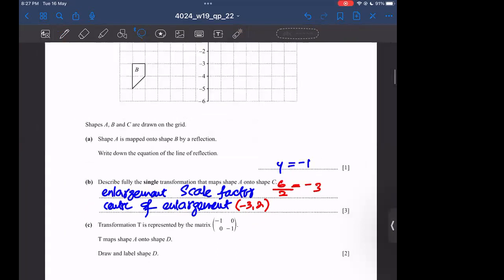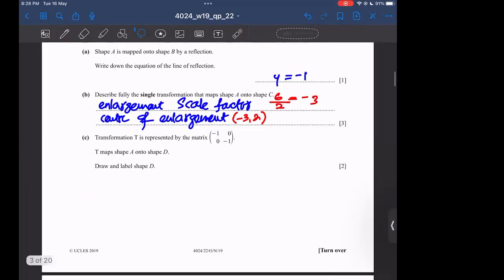Now it says transformation T is represented by the matrix. This is the matrix that represents the transformation. And they're asking us, T maps shape A onto shape D. Draw and label shape D.